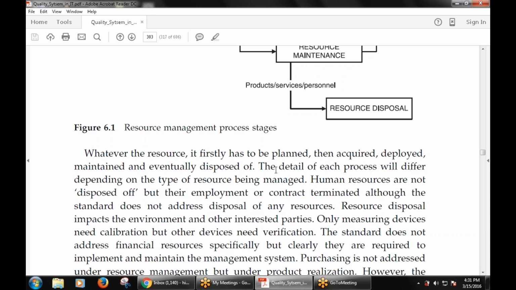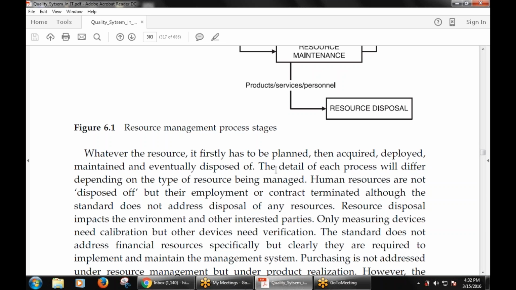So whatever the resources that are managed, that is one of the processes that depends on the type of the resources being managed. The human resources are not disposed of, but their employment or contract is terminated. So every resource is disposed of, but human employment is not disposed of; it gets terminated after the winding up. And resource disposal impacts the environment and other interested parties also.